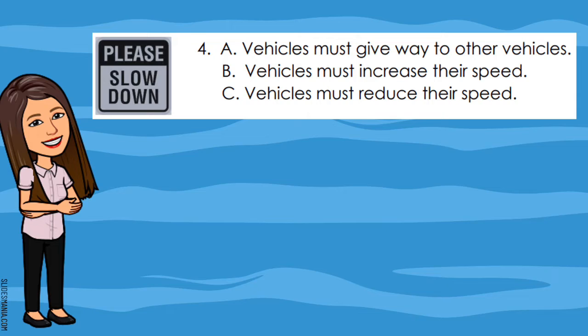For picture number 4, do you know what is the meaning of this symbol? A. Vehicles must give way to other vehicles. B. Vehicles must increase their speed. Or letter C. Vehicles must reduce their speed. The answer is letter C. Vehicles must reduce their speed.